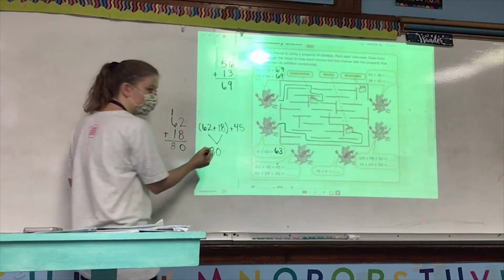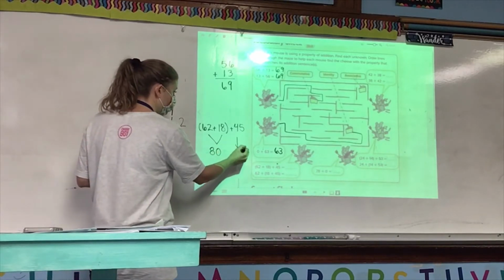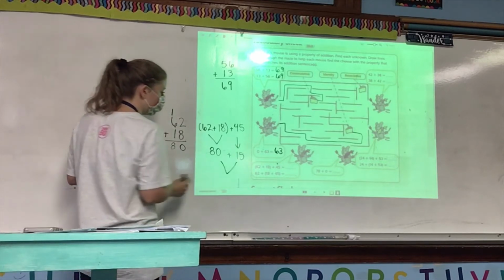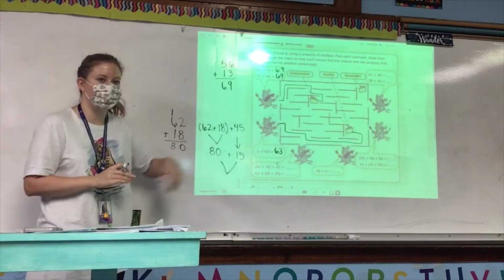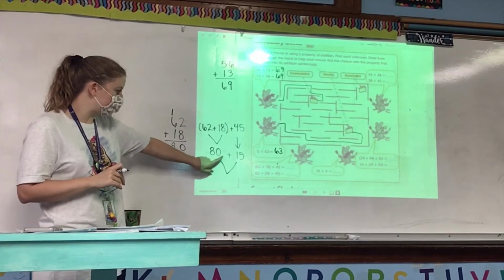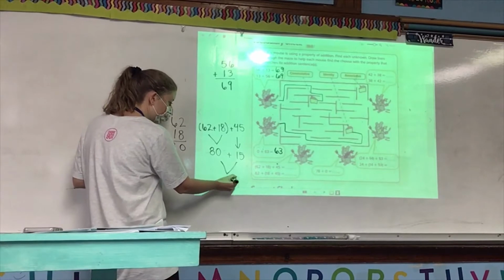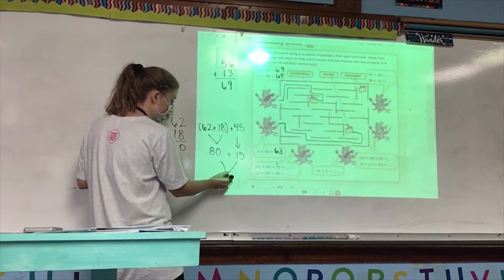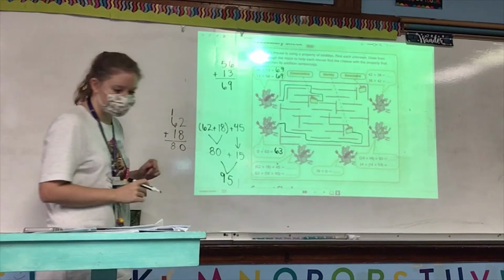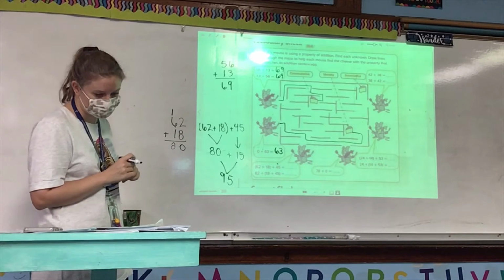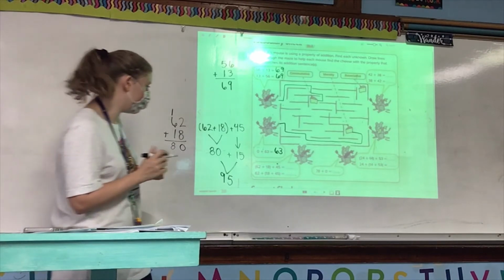But are we done? Is that our answer? Nope. No, because now we have to bring down plus 45. Now this one, can we just solve sideways like this? Are we going to have to regroup anywhere? No. So let's add the ones place. 0 plus 5 is? 5. Add the tens place. 8 plus 1 is? 9. So that means 62 plus 18 plus 45 is 95.